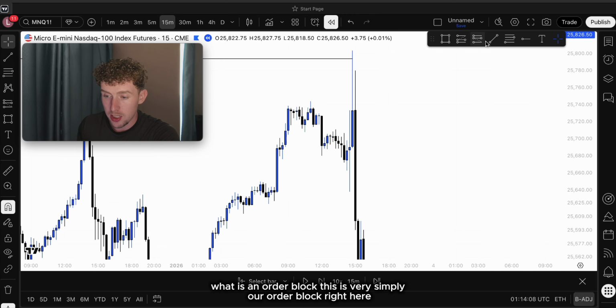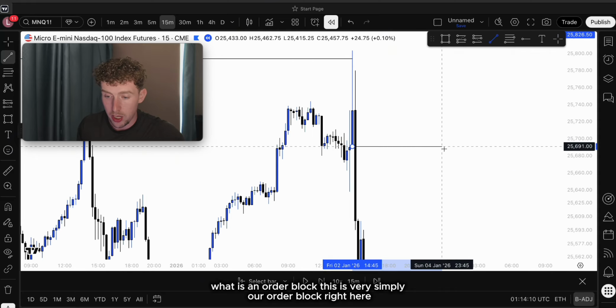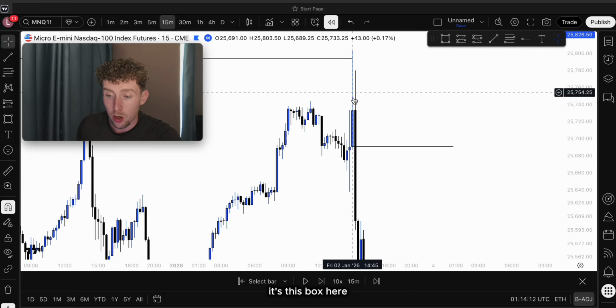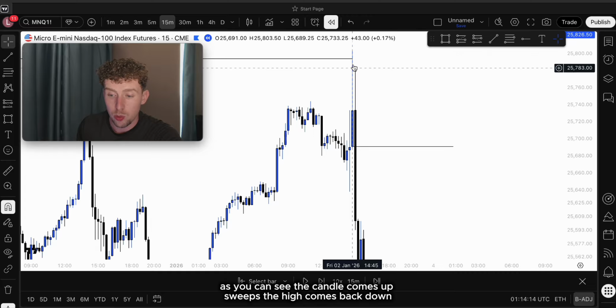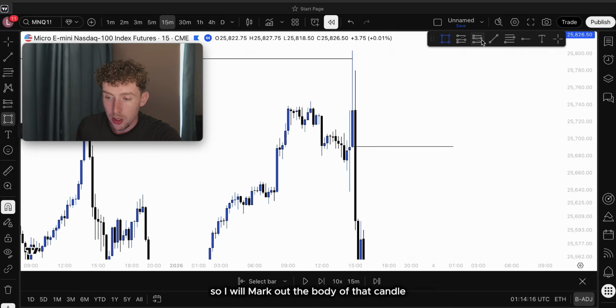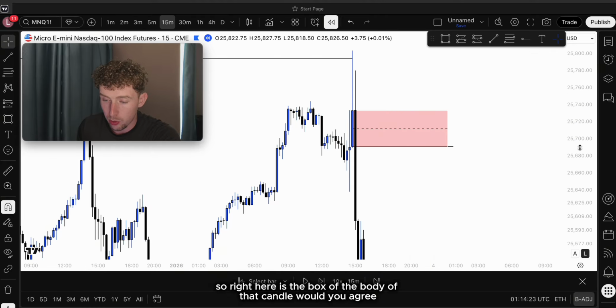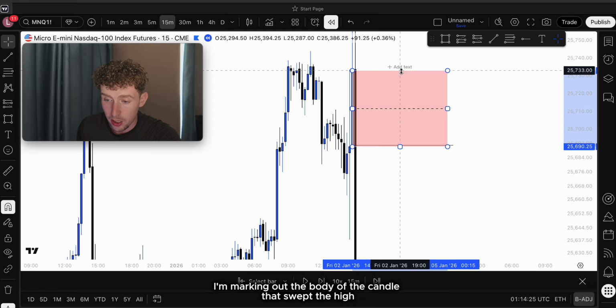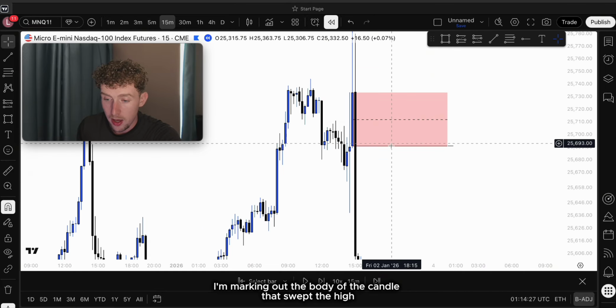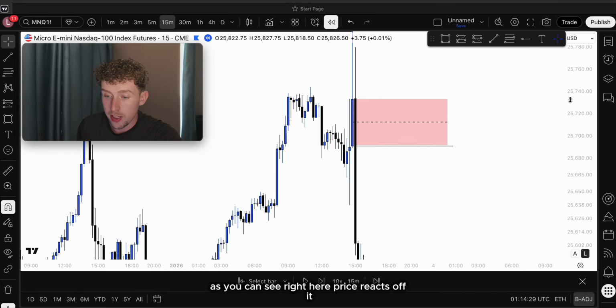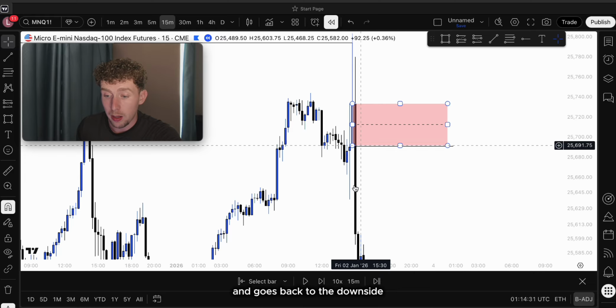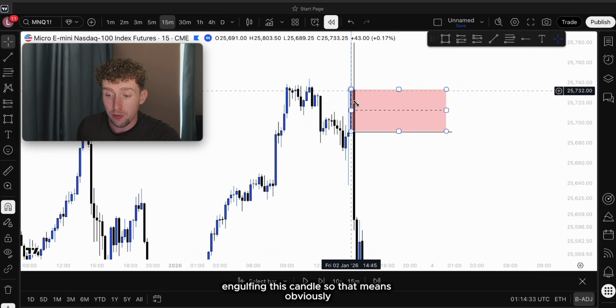What is an order block? This is very simply our order block right here. It's this box here. As you can see, the candle comes up, sweeps the high, comes back down. So I will mark out the body of that candle. So right here is the box of the body of that candle. Would you agree? I'm marking out the body of the candle that swept the high. As you can see right here, price reacts off it and goes back to the downside, engulfing this candle.